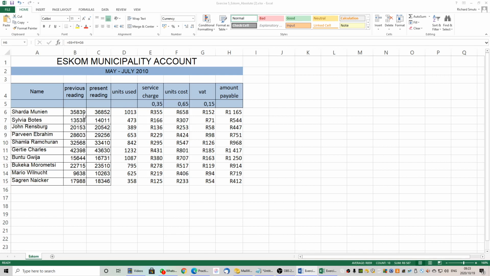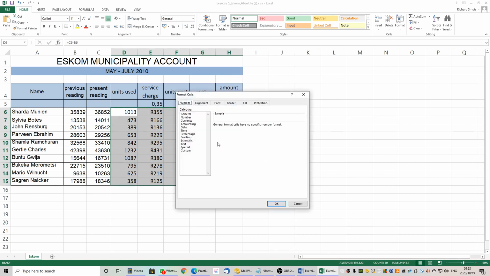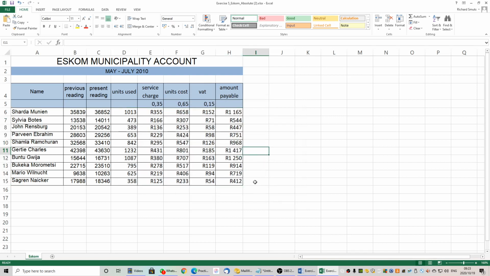So to quickly recap, oh wait, we need to finish our borders. It is one of the instructions in the question paper. I go to border, I would like outline and inside. I'm going to tell it OK, and there we go, nice and neat.